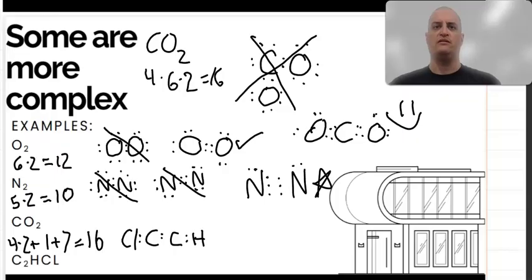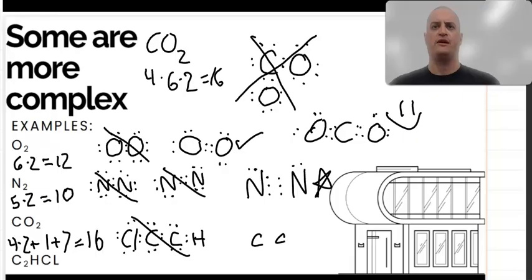Hydrogen should be good. This carbon has 4. Now it has 6. Now it has 8. This carbon has 4. Now it has 6. Now it has 8. This chlorine has 2, 4, 6, 8. Count them up. 2, 4, 6, 8, 10, 12, 14, 16, 18, 20. So that will not work. Let's try making a double bond between the carbons.